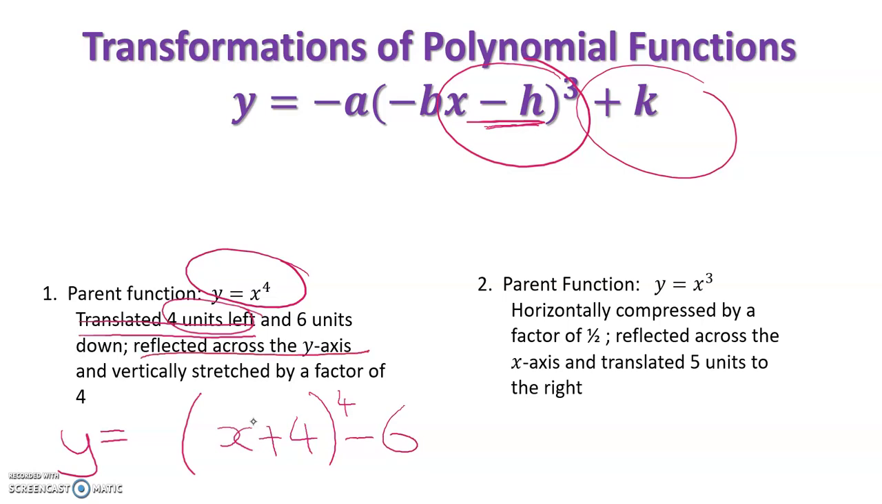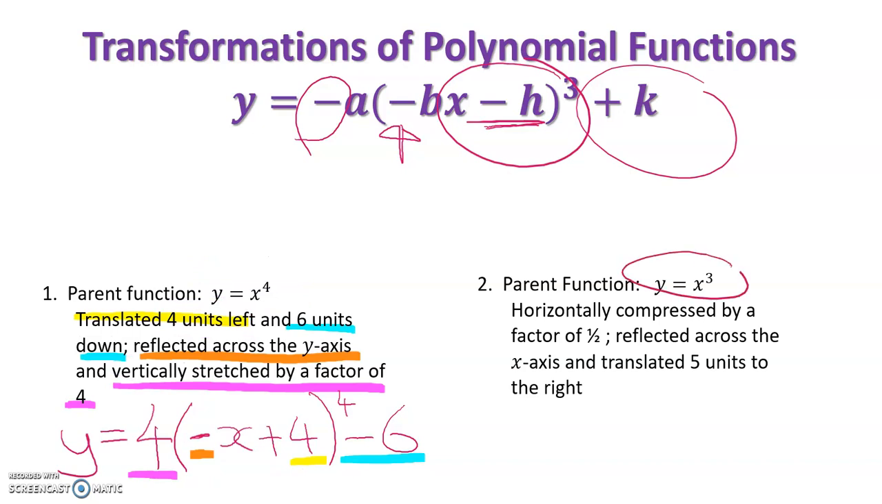Reflected across the y-axis, that's this negative, so we have to put a negative in front of the x. Now there's no number to go there because the vertical stretch or compression is out the front. So it's a vertical stretch by a factor of 4, so we simply put a 4 here, and that means we've done all of them. So we've got a vertical stretch by a factor of 4, reflected across the y-axis here, 6 units down and 4 units to the left.